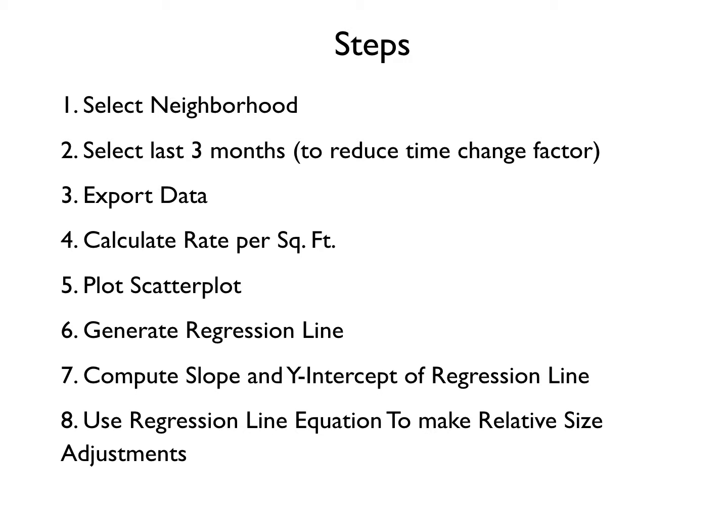We select the neighborhood, and we want to limit it to probably the last 3 months of data so we don't have the influence of time affecting our rates. We export that data once we've selected it. We calculate the rate per square foot. We plot a scatter plot, and then from that we can generate a regression line. And then we compute the slope and y-intercept of the regression line. And then we use that line to make our relative size adjustments.